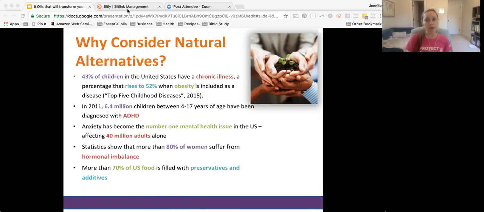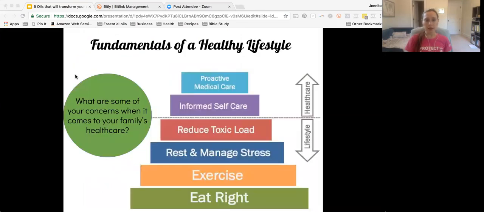And we definitely have to look at the quality of our food for a lot of this stuff, knowing that 70% of our food is filled with artificial preservatives and additives that have been linked to certain diseases is definitely a problem. So what we're going to really talk about today is how you can change the things that are within your control.